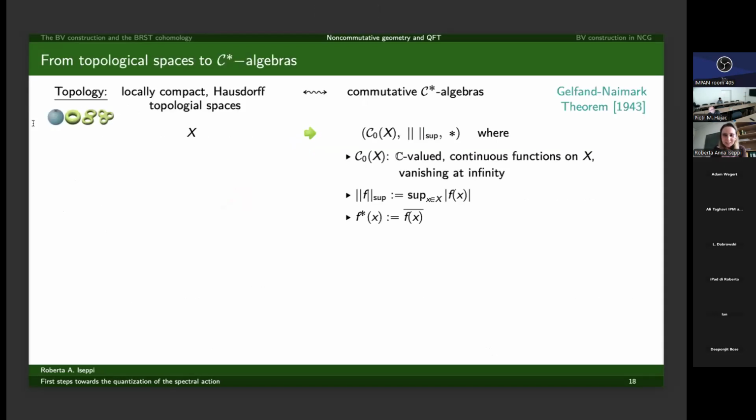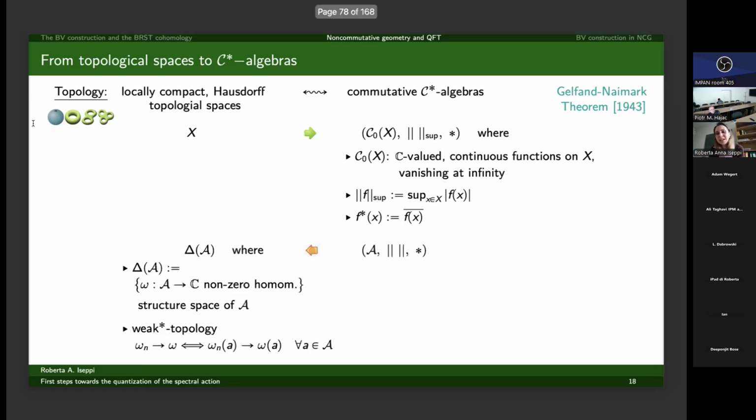But then, of course, the key part of the story is the Gelfand-Naimark theorem, that puts an equivalence between locally compact Hausdorff topological spaces on one side and commutative C*-algebras on the other side. The passage from the topological space to the C*-algebra goes by associating the C*-algebra of continuous functions on X, perhaps going to 0 at infinity. The other side of the story takes the C*-algebra A to the structure space of A with the weak topology. And the key point in this story is that we are speaking about commutative C*-algebras.